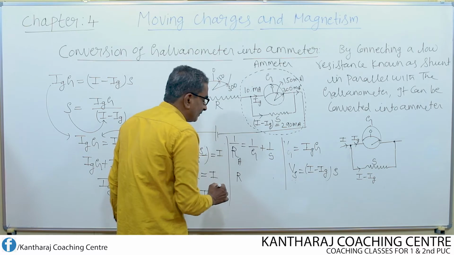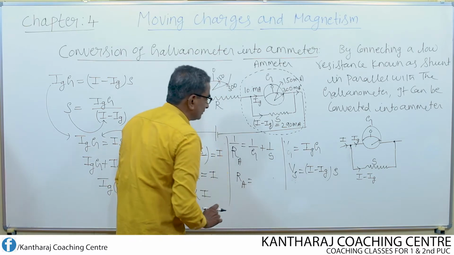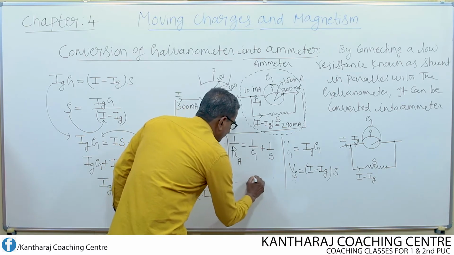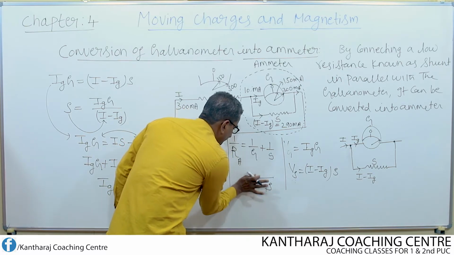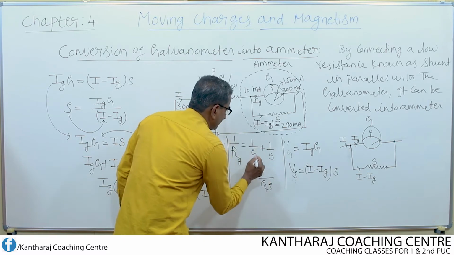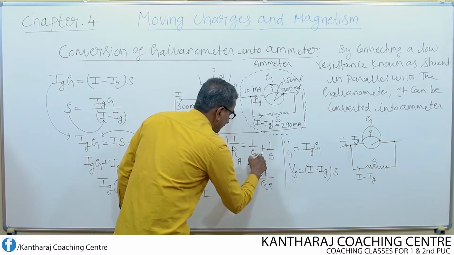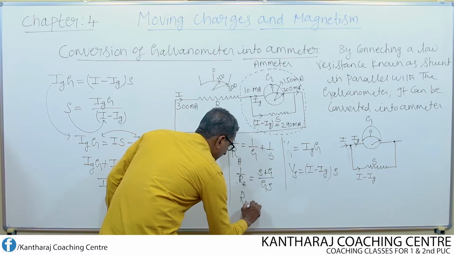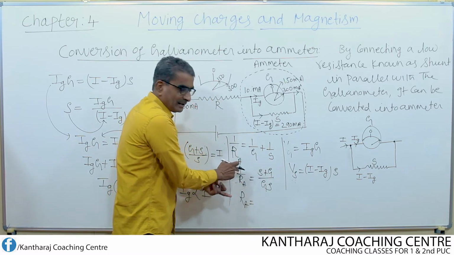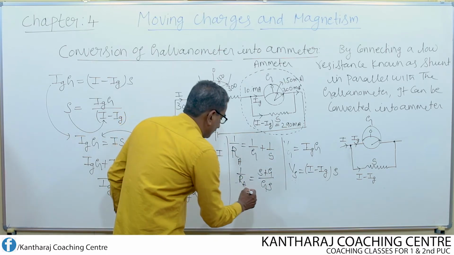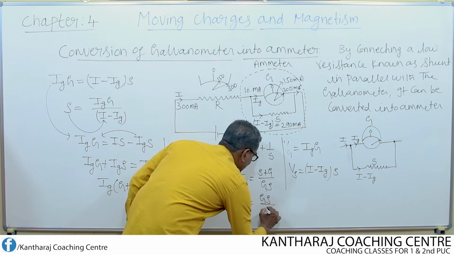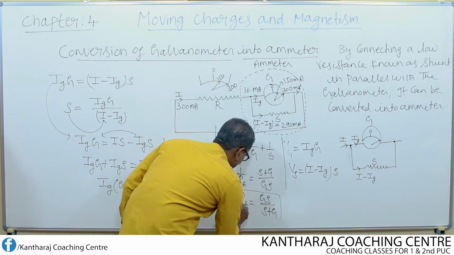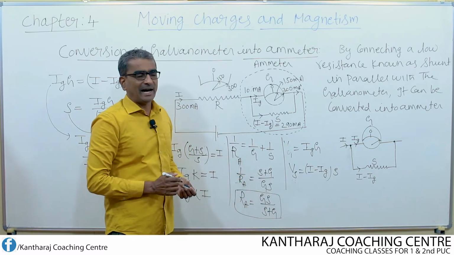Finally, if I simplify this, I get RA equal to, you take the LCM. G and S are the LCM. Then cross multiply: 1 into S is S, plus 1 into G is G. So this is 1 over RA. Then RA is finally equal to, reversing this reciprocal, G into S divided by G plus S. So this is nothing but the effective resistance of the ammeter.